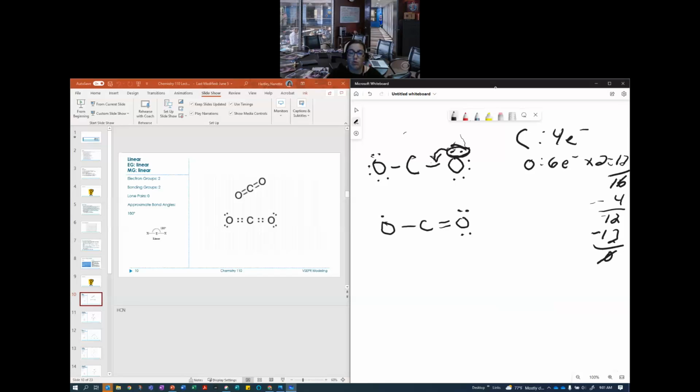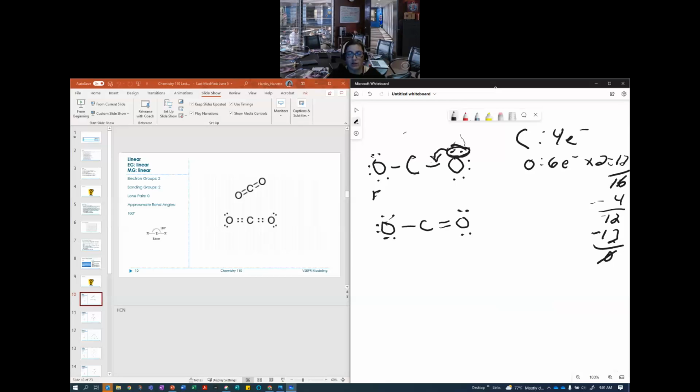I then have 1, 2, 3, 4, 5, 6 electrons around the oxygen. Now notice I have the same number of electrons that I still had before. So I've still got all of my electrons distributed, but they're now in a different arrangement. Now if I look, oh, and let's do this.